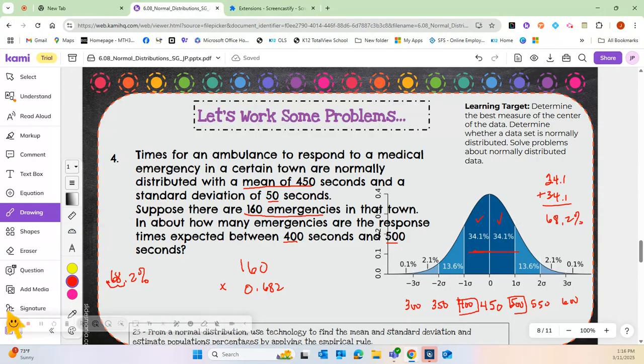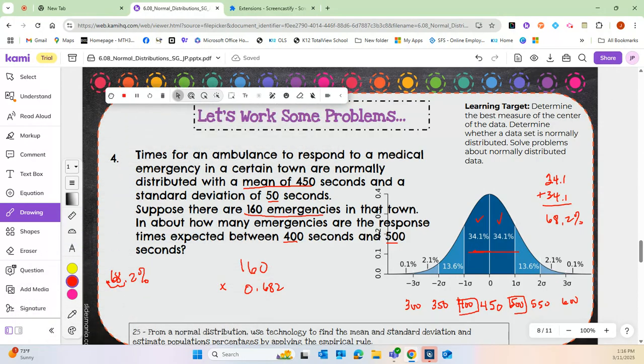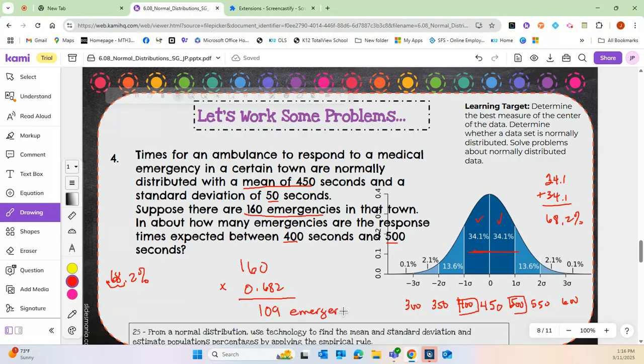Got this little bar, I don't know if y'all can see it, but it's making me not be able to write. So that's going to be 160 times 0.682, and that's going to be about 109 emergencies. So we have to take an extra step for this one. Emergencies. Trying to figure out how to spell that. Can't read my own writing.